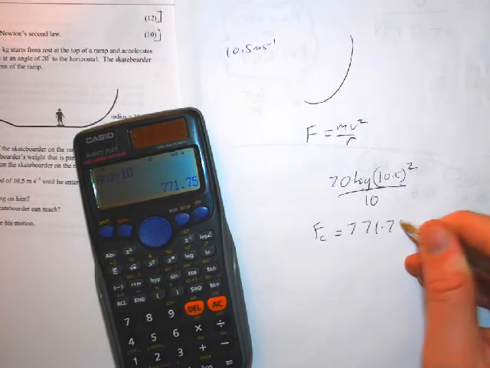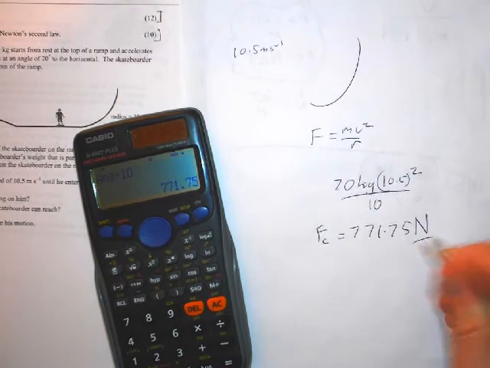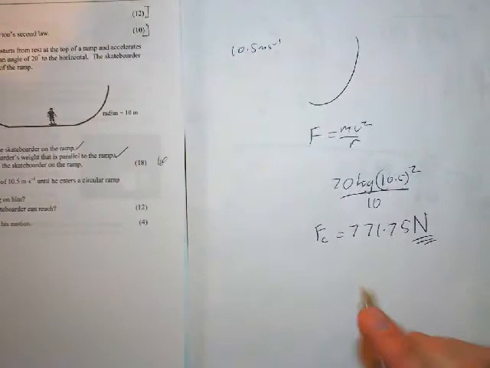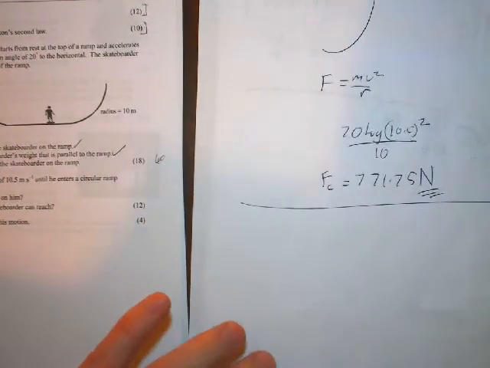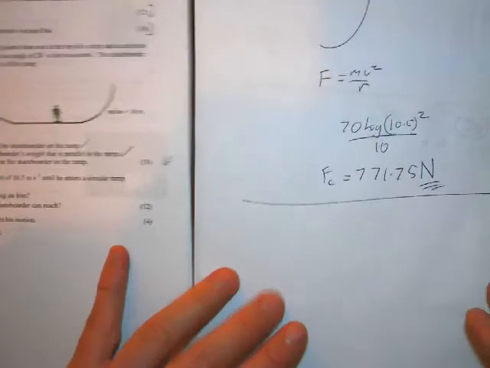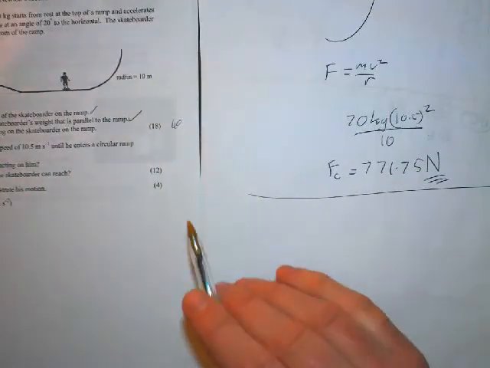So the centripetal force is 771.75. And again, as always, don't forget your unit or you're just throwing away marks. Okay, what's the maximum height that the skateboarder could reach?